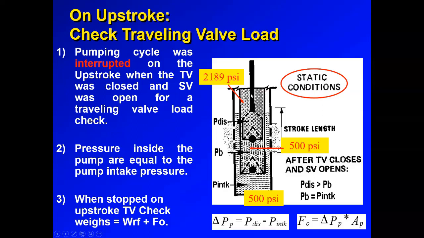So we're also lifting the fluid loads. Stopping during the upstroke on surface, we're holding the rod string weight plus the fluid weight. So we have more pressure above the traveling valve than below the traveling valve because the standing valve was open, and it's almost equal to the intake pressure. So we have differential pressure across the traveling valve.